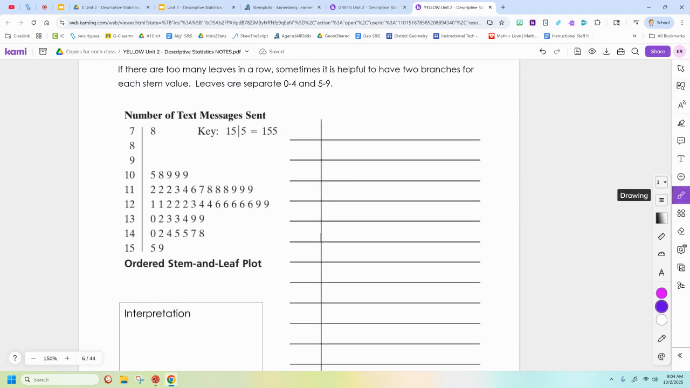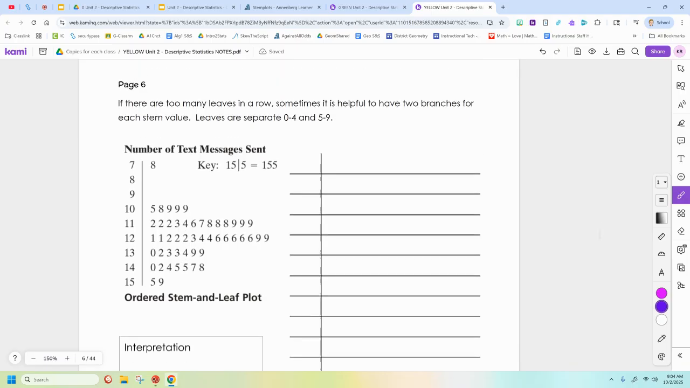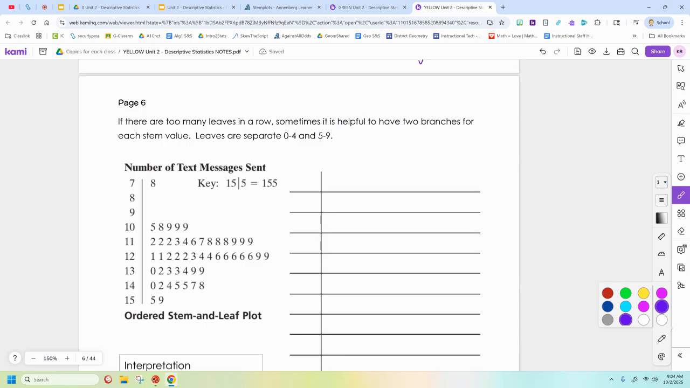Okay. So here you can see in the 110s and the 120s, there's a lot going on. If there are too many leaves in a row, it is helpful to have 2 branches for each stem value. We're going to do the 0 to 4 and the 5 to 9. This is called expanding to see what's going on.